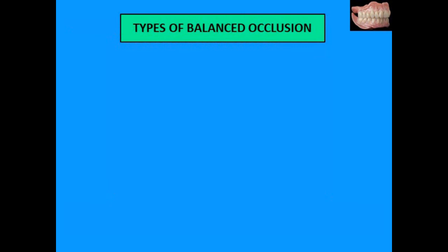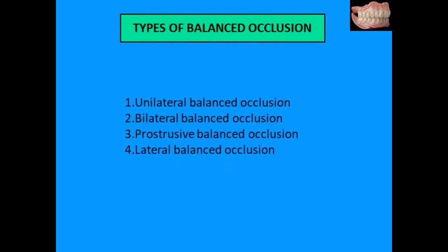Next, coming to the different types of balanced occlusion, and they are the unilateral balanced occlusion, bilateral balanced occlusion, protrusive and lateral balanced occlusion. So this I'll be discussing in detail in our next session.